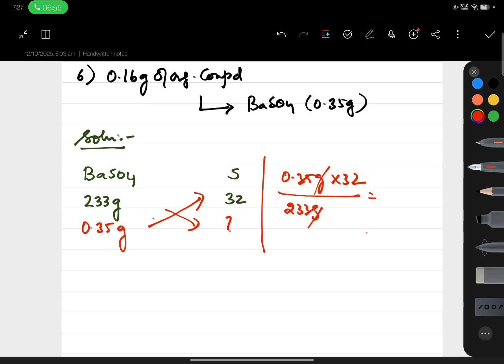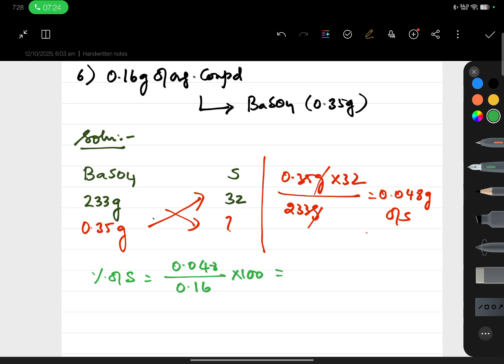Everything cancels, your answer will come in grams. So 0.35 into 32 divided by 233. So that is equal to 0.048 grams of sulfur. Correct, amma? What is the next step? Percentage of sulfur. How will you calculate? Given mass 0.048 by the total mass 0.16 into 100. Total mass is the mass of organic compound. So divided by 0.16 into 100. That is 30.04%. Is my answer matching with the book answer, ma?